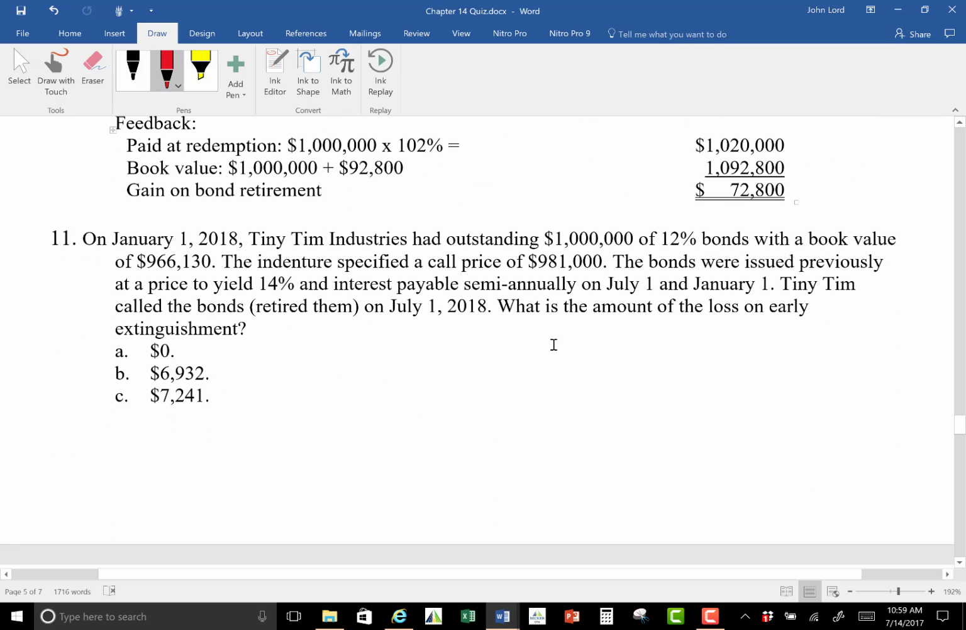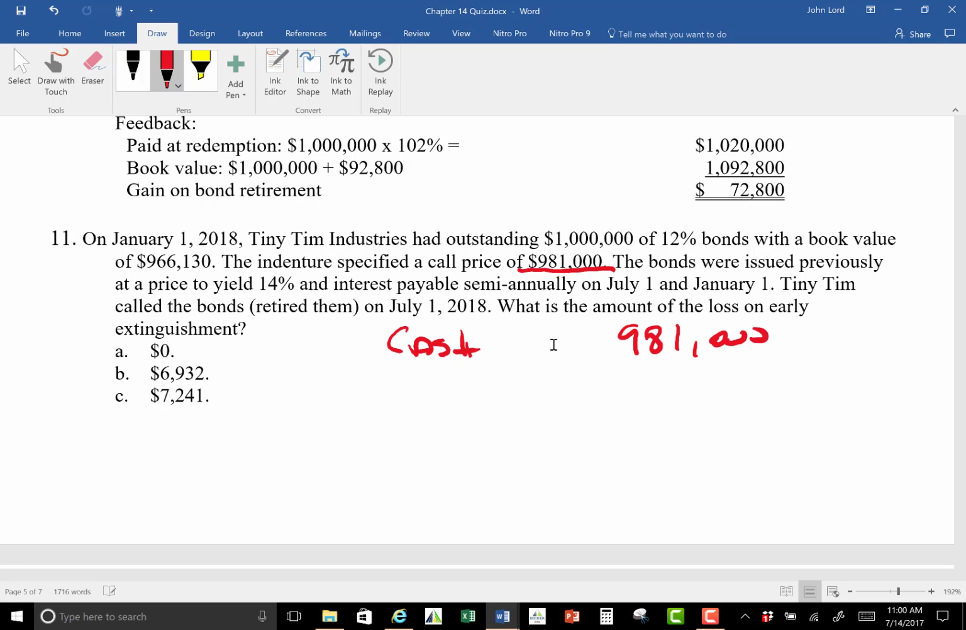And we see on January 1st, Tiny Tim Industries had outstanding a $1 million 12% bond with a book value of $966,130. The indenture specified a call price of $981. So instead of making me calculate that call price, they're just telling me what it is. That's the cash, isn't it? 981,000. Okay. Now, the bonds were issued to yield 14%. On July 1st, 2018, Tiny Tim called the bonds. What is the amount of loss on the early extinguishment?